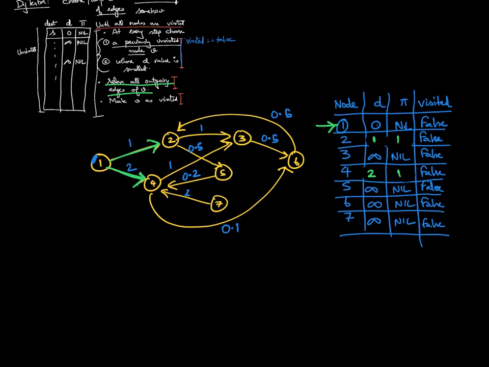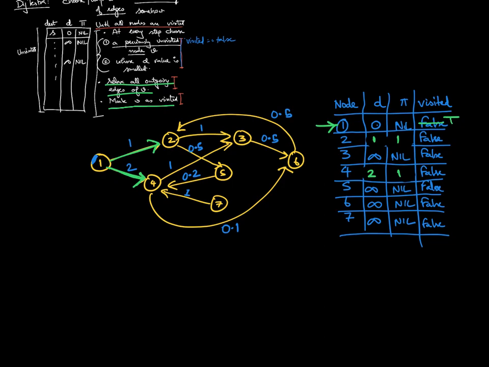Okay, and mark the vertex V as visited. All right, so then that's done. What's the next step? Well, again, let's keep going until all nodes are visited. Are all nodes visited? Not yet.